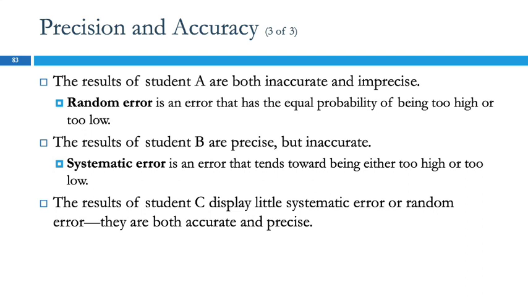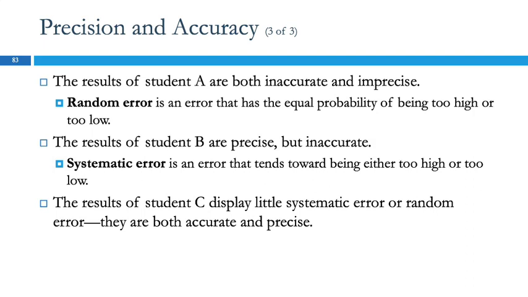So we can get rid of that by making a bunch of measurements and averaging them, because the too high and the too low will cancel each other out. So that's why you'll see in lab we often do things 4 times, because then we can average them.